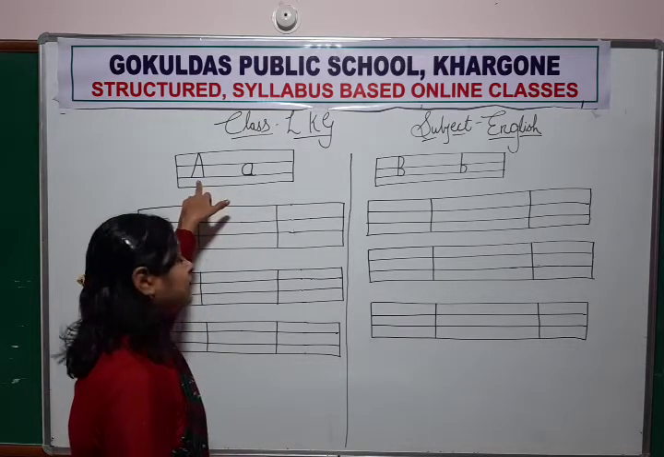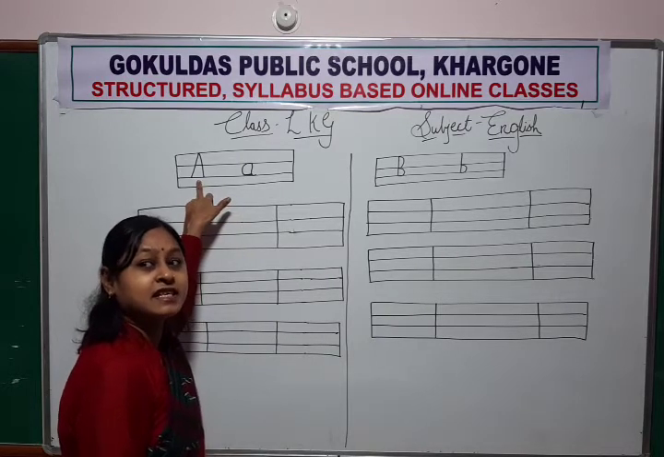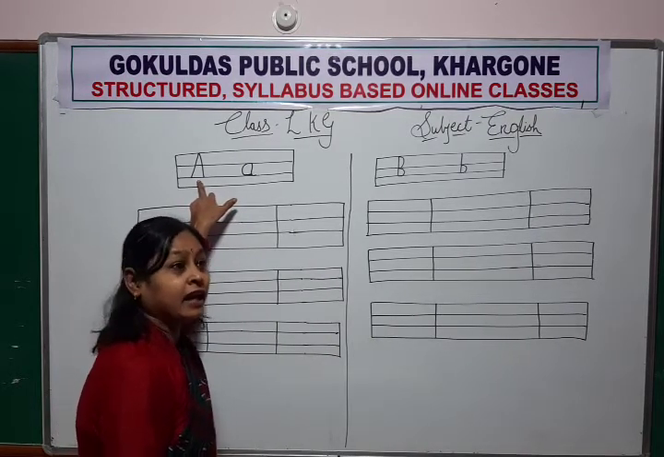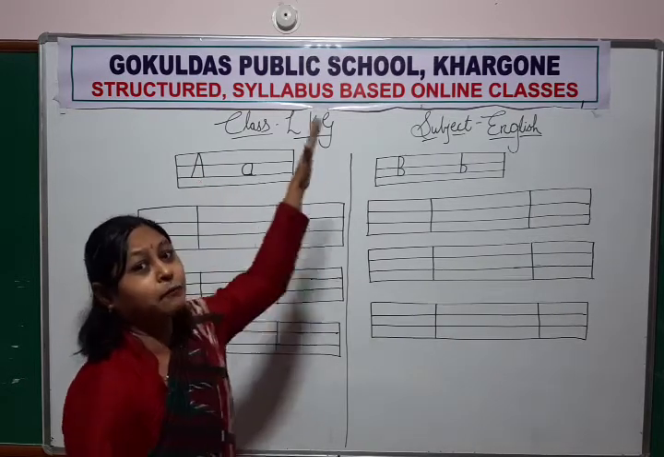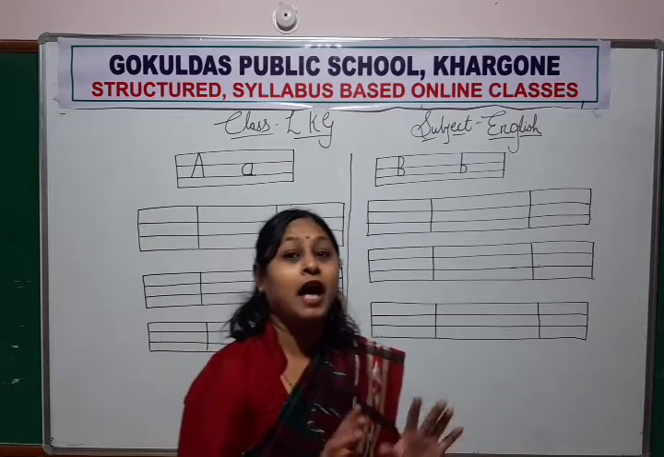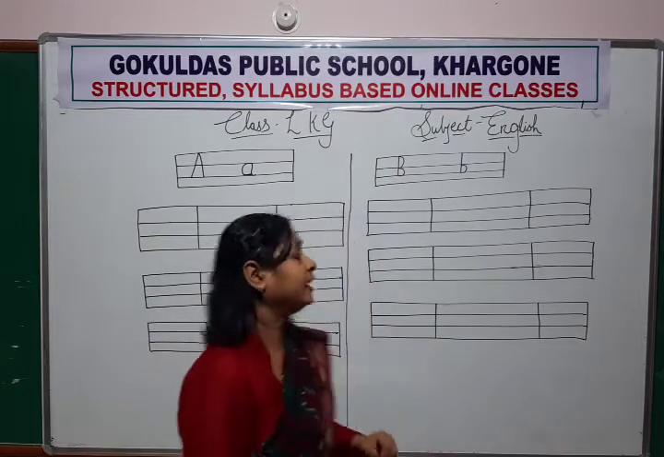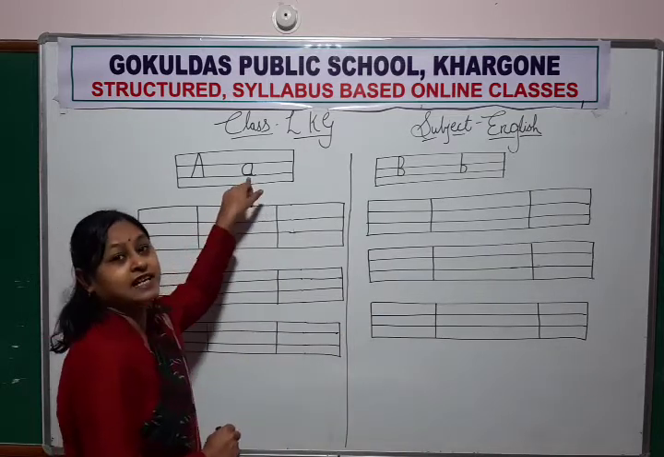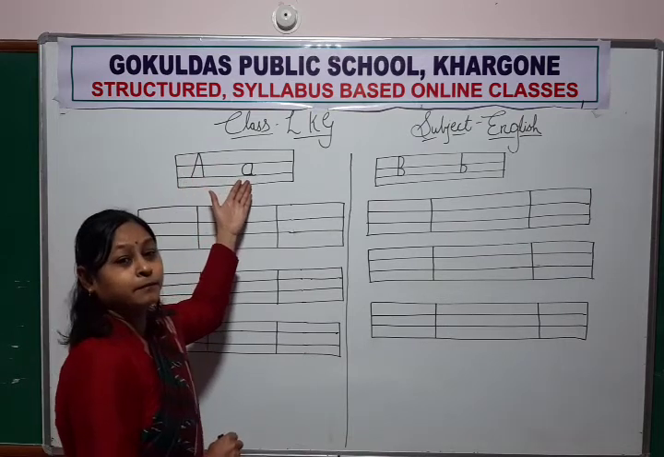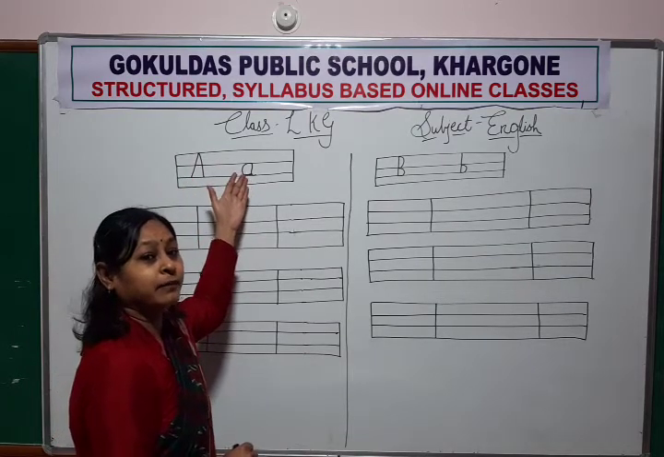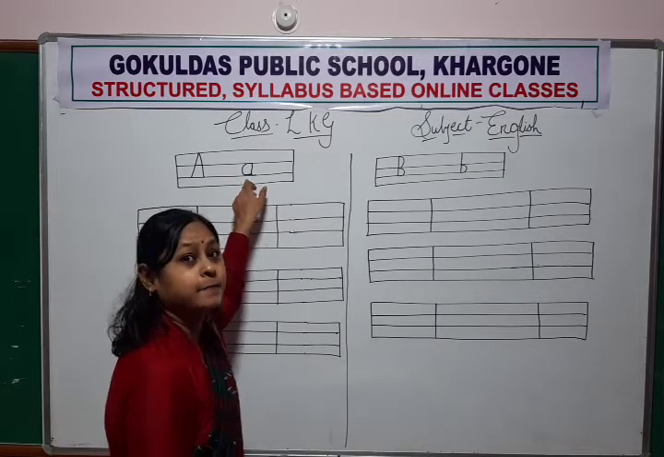Yes, this is letter A. A for apple. A for aeroplane. A for arrow. A for ant. Okay. Now, which letter is this? This is Mama A and this is baby A. And the sound of letter A is A.